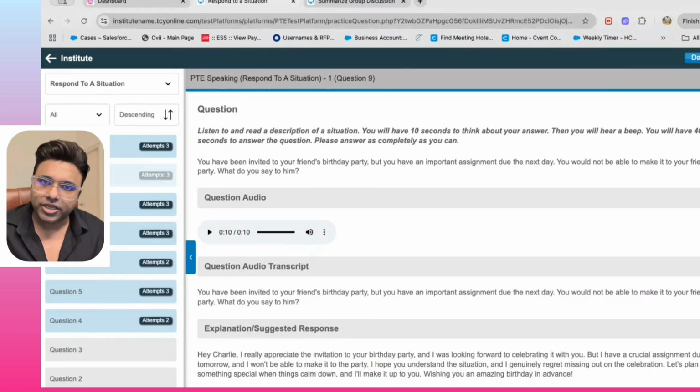And lastly comes your pronunciation. Please understand this is an English examination, so fluency is of utmost importance here.